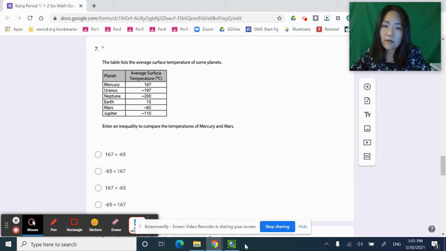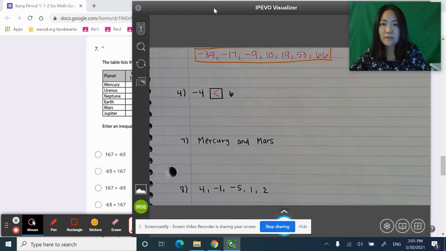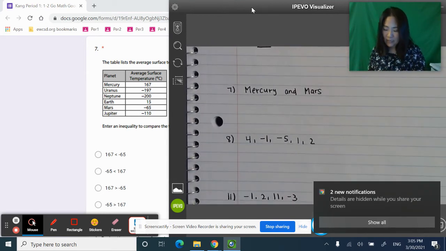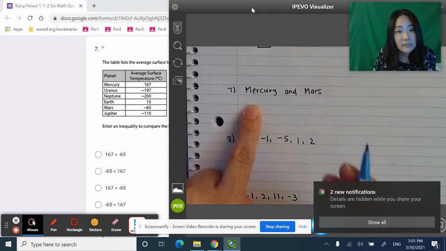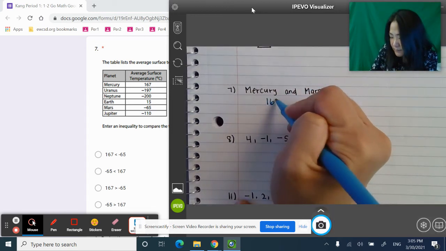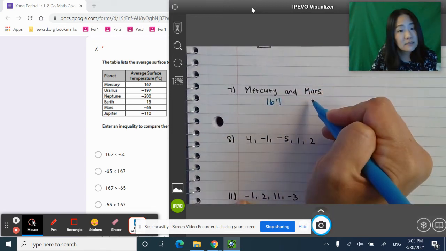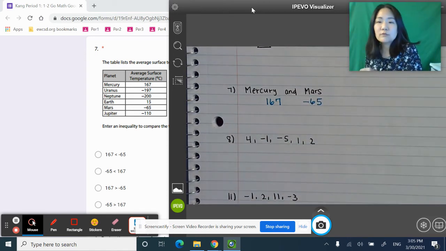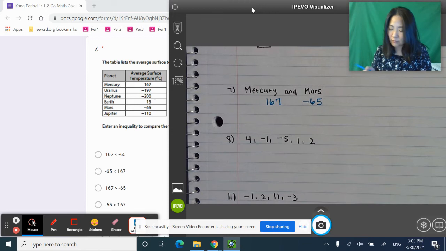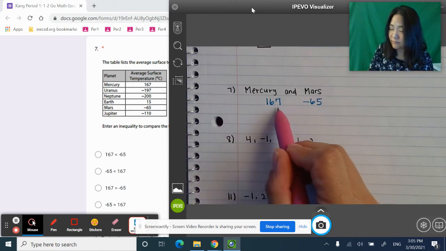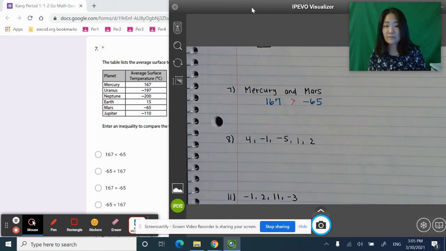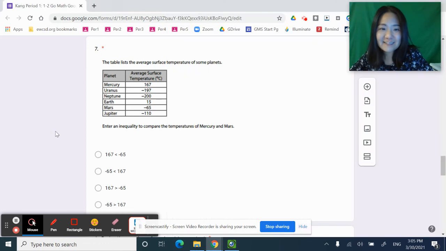Okay, so I actually wrote the problem here. Number 7. Okay, so Mercury is 167 and Mars is -65. So which one would be the correct inequality? Hopefully you know that positive 167 is greater than -65, and you just choose that answer. Okay, next one.